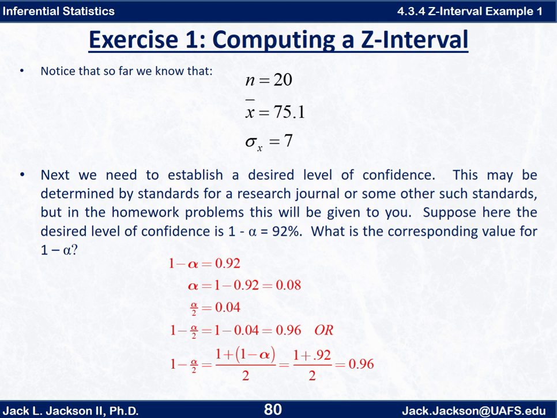Or there's an alternative way that's probably a little bit easier. Notice that 1 minus alpha over 2 is 1 plus 1 minus alpha, divided by 2. In other words, you take 1 plus the confidence level and divide by 2. Or in other words, 1 minus alpha over 2 is always halfway between the confidence level and 1. So we can do this as 1 plus 0.92, or 1.92, divided by 2, which is 0.96 in this case. So either way you get 0.96. Do it either one of those two ways.